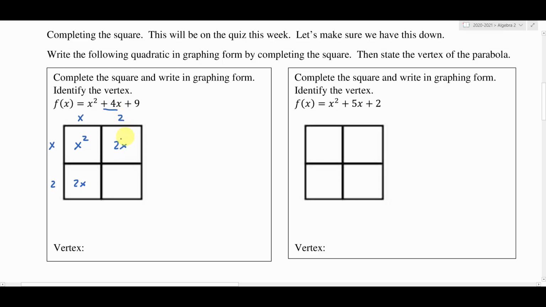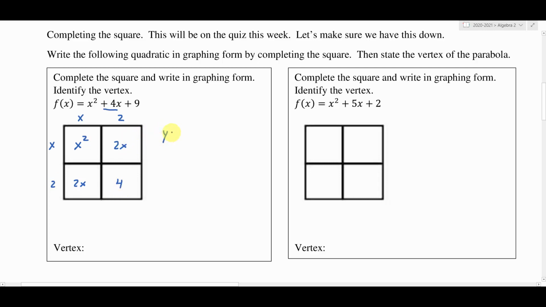And I've said this before, but this is why we call it completing the square, because while this might be a rectangle, notice that the height and the base are the same length, which means it is a square, right? That's why they call it completing the square. To finish this off, I'm going to do 2 times 2, which gives me a 4 in the bottom right-hand corner, and then I'm going to start writing my equation.